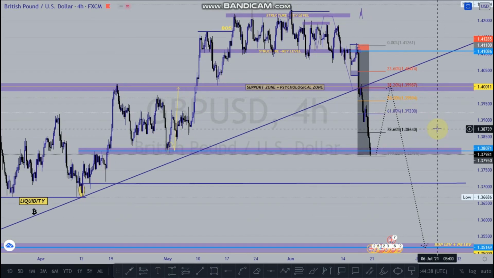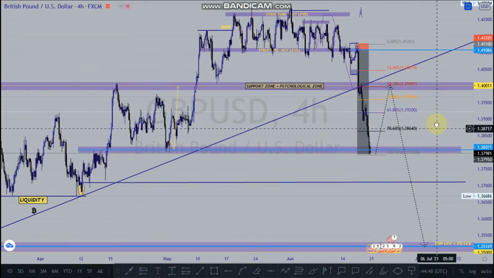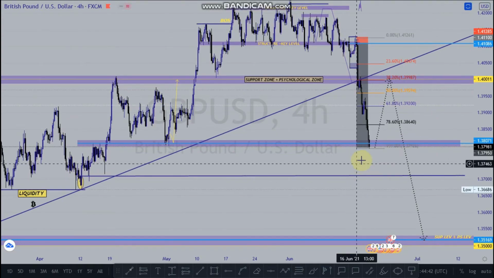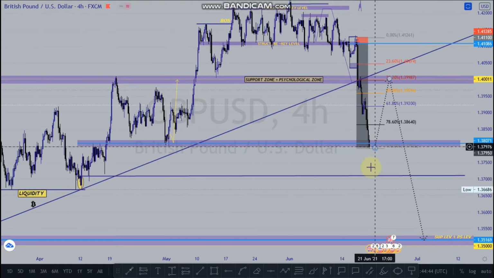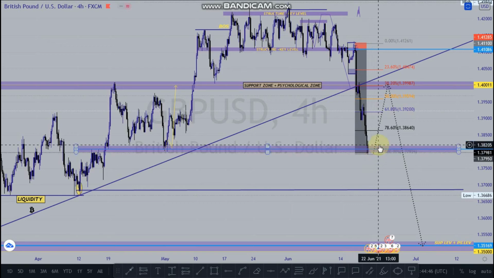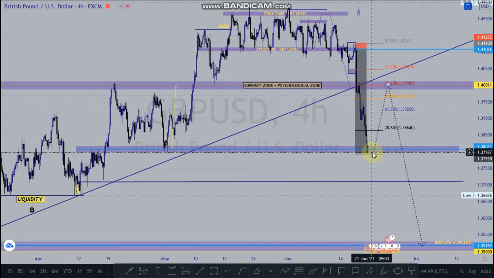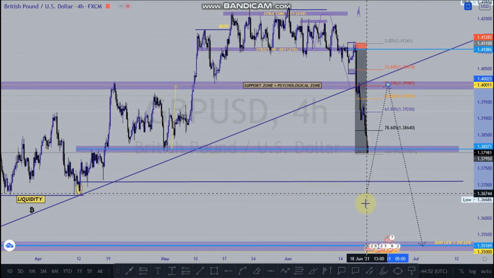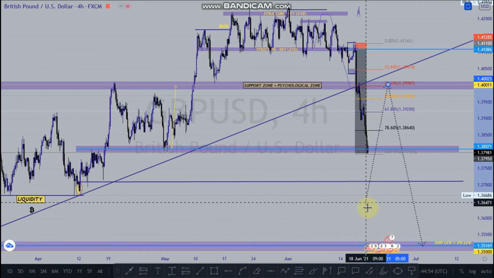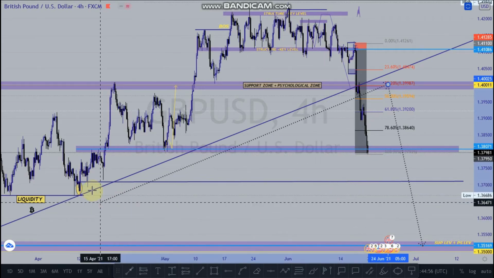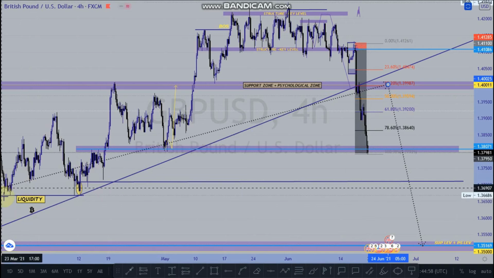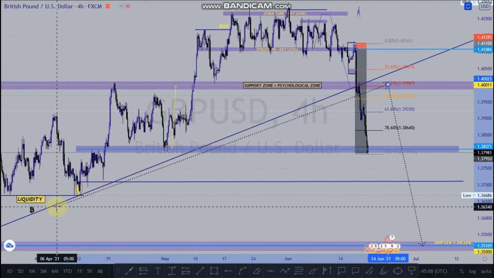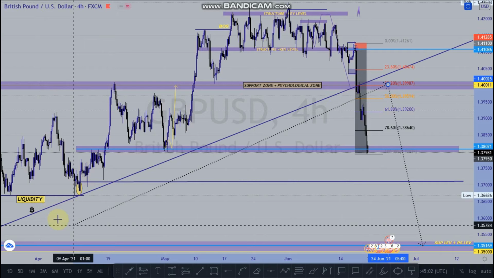So on this pair, I'm not going to waste much time, because I don't know what Monday is going to do. It's either the market opens and price continues to go down, heading to this liquidity over here, because there is liquidity over here. There are equal lows over here that price has to come and take.